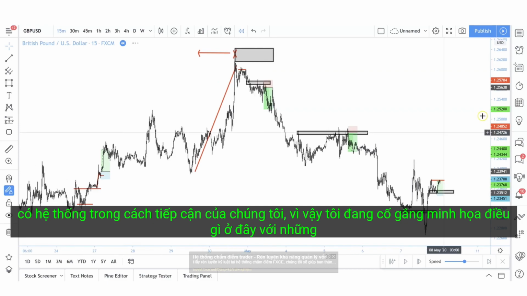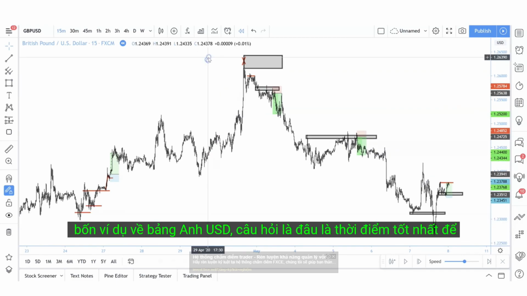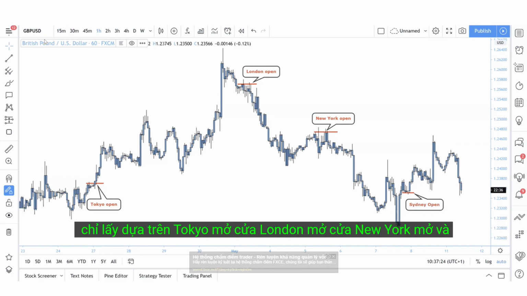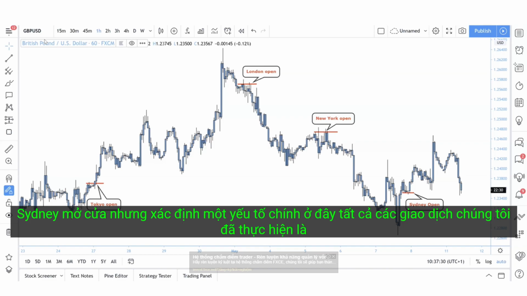So what am I trying to illustrate here with these 4 examples on pound USD? Well, the question was, what is the best time to trade? Well, here's your answer. There is no best time to trade. All the trades we just took were based on the Tokyo Open, the London Open, the New York Open, and the Sydney Open. But identify one key factor here.